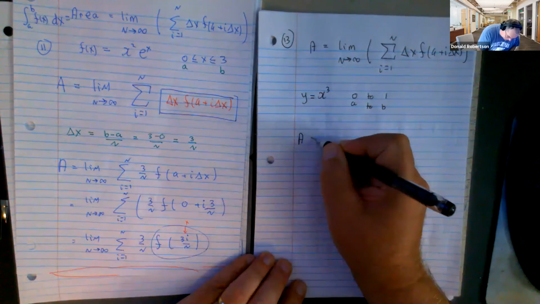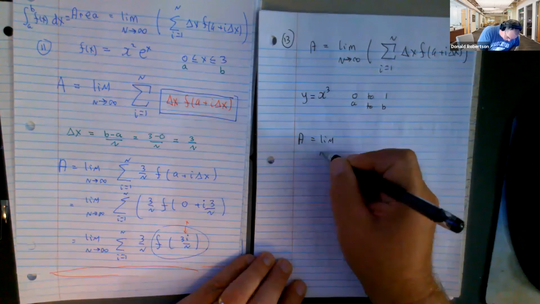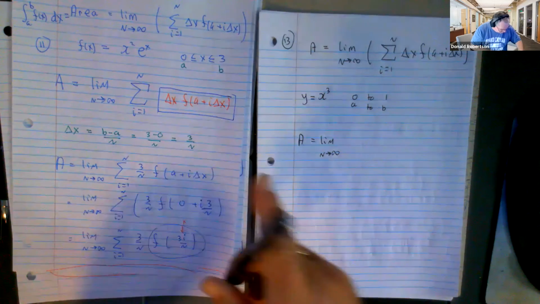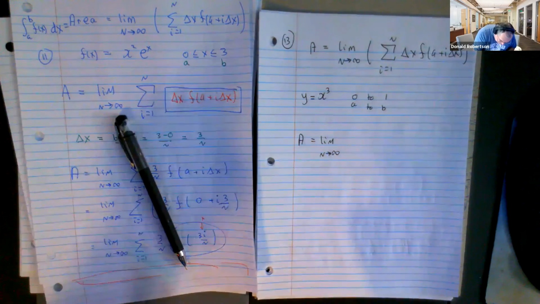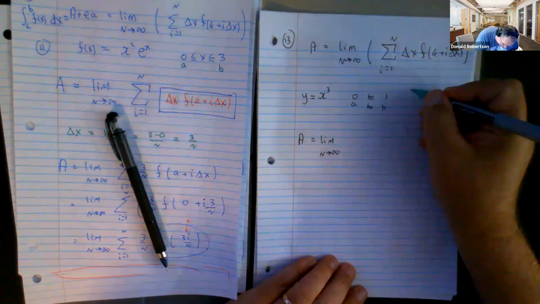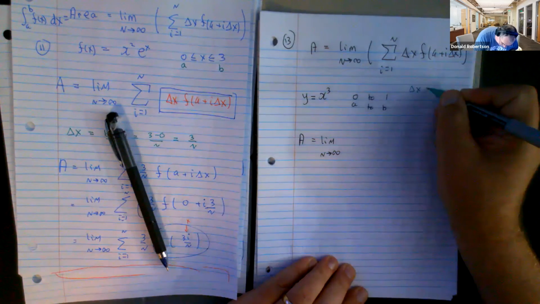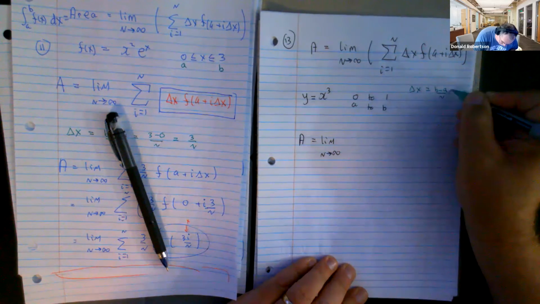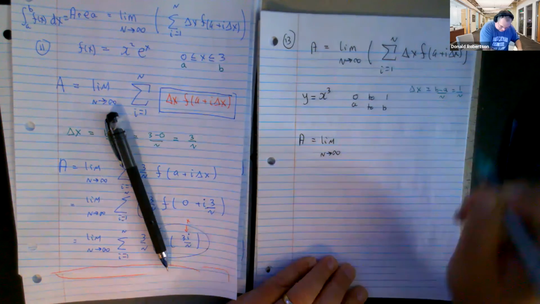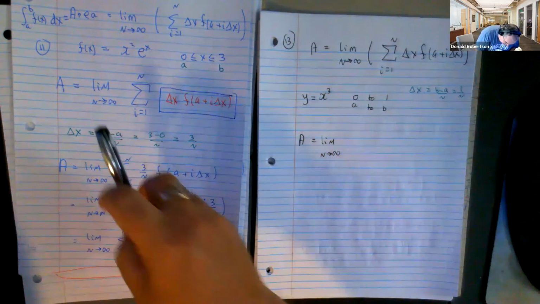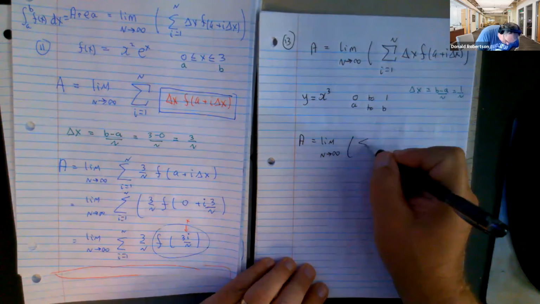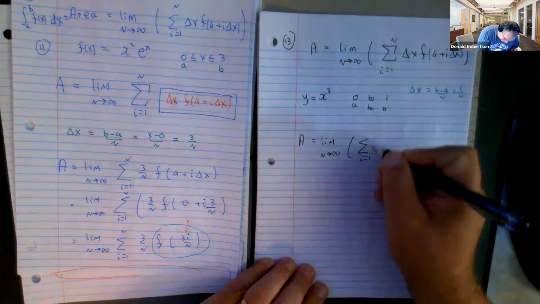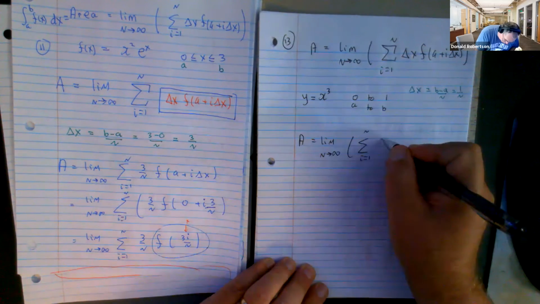It's going to be the limit as n tends to infinity. Well, first thing I'm going to do, like I did last time, is find delta x. And this time, b take away a over n ends up being 1 over n. So delta x is going to be 1 over n.